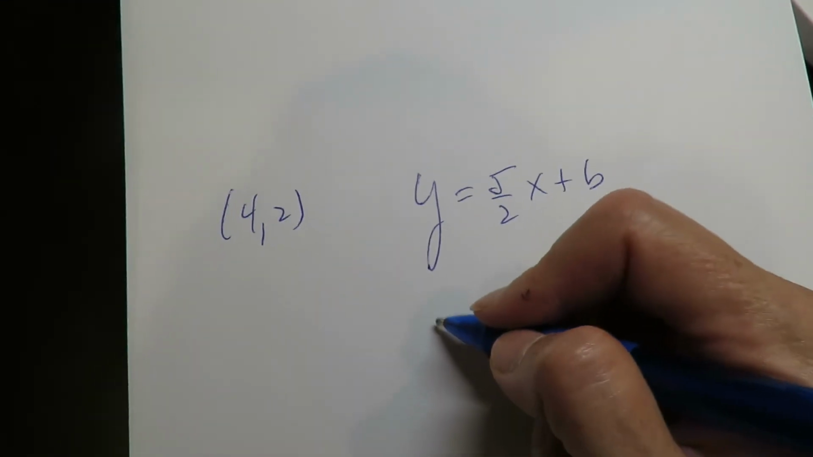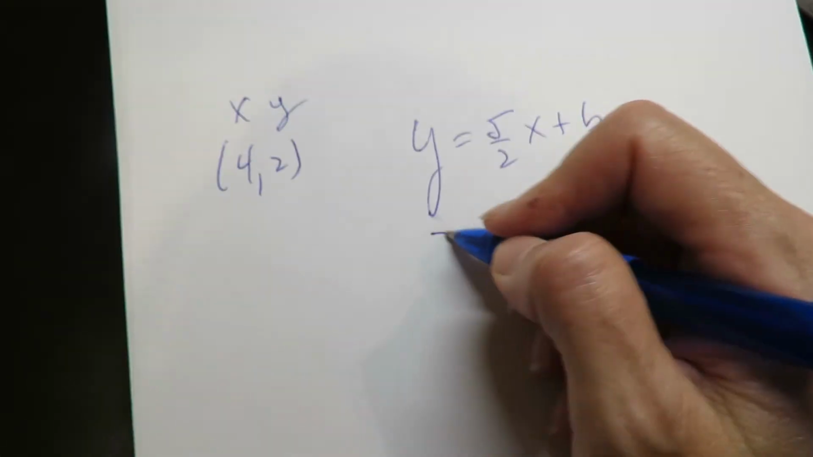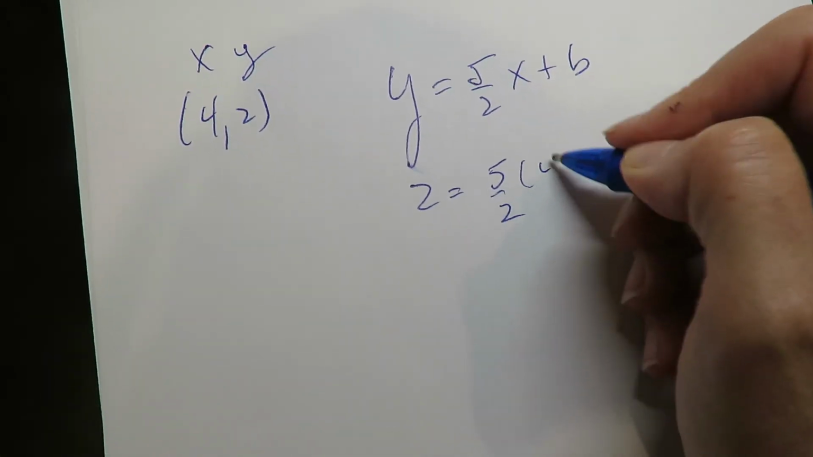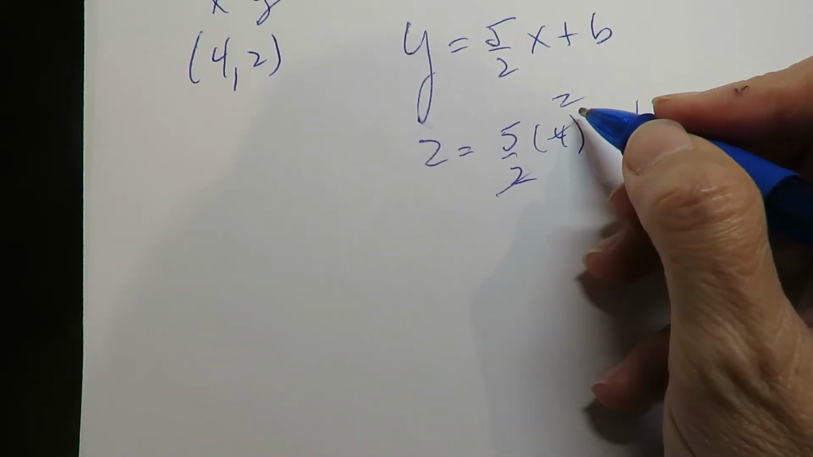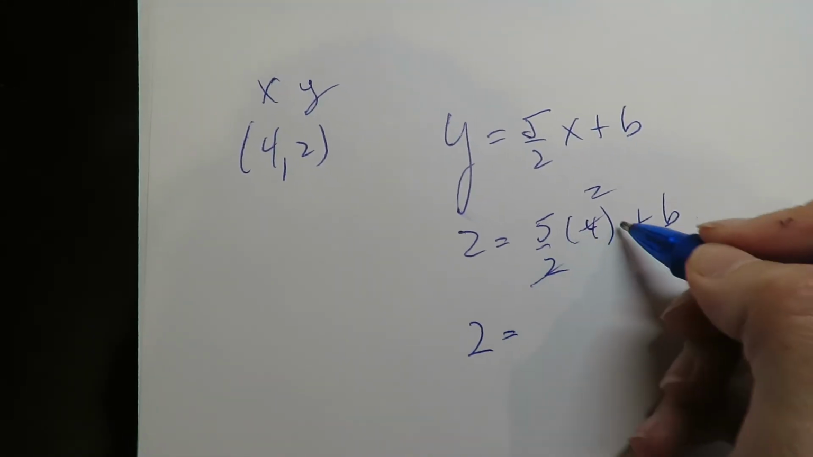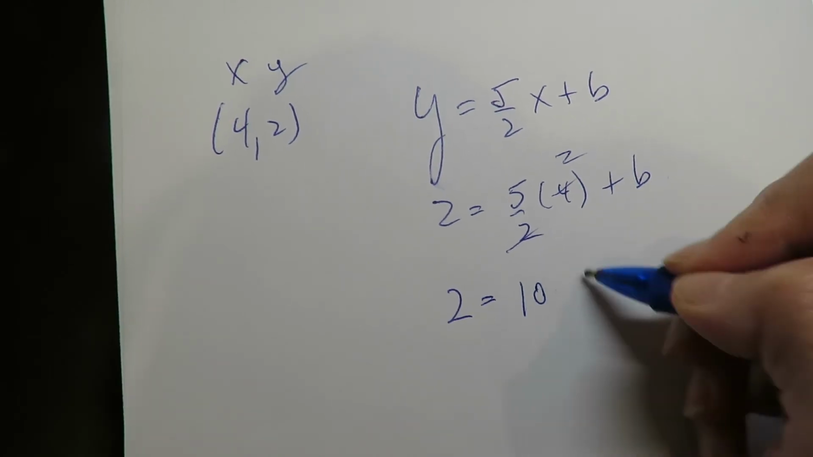Okay, let's do that. This is x and y. So 2 equals 5/2 times 4 plus b. I like to reduce first. That's just the way I roll. You could first say it's 20 over 2 and then reduce it to 10. It's just up to you.